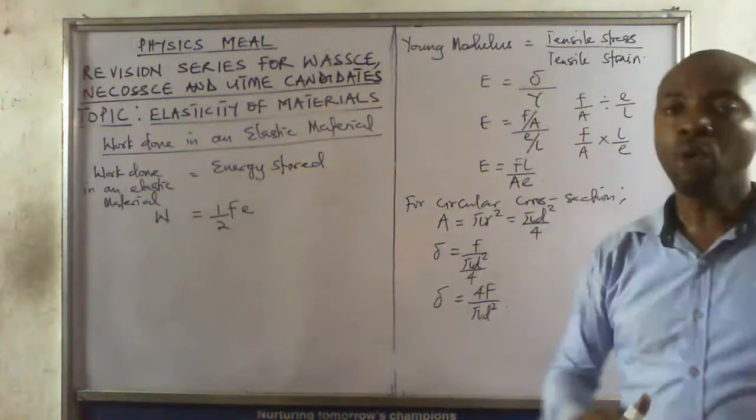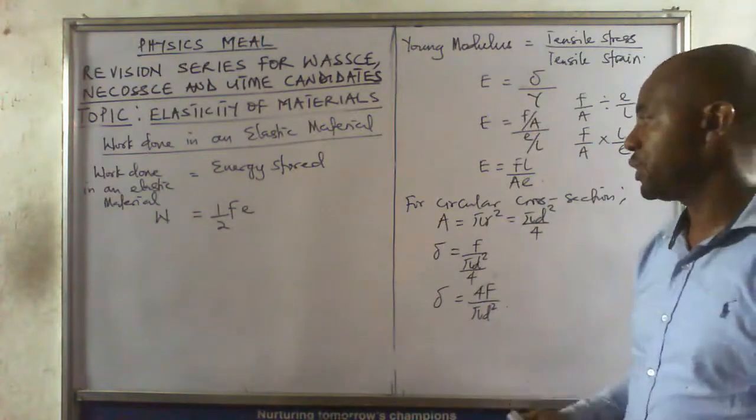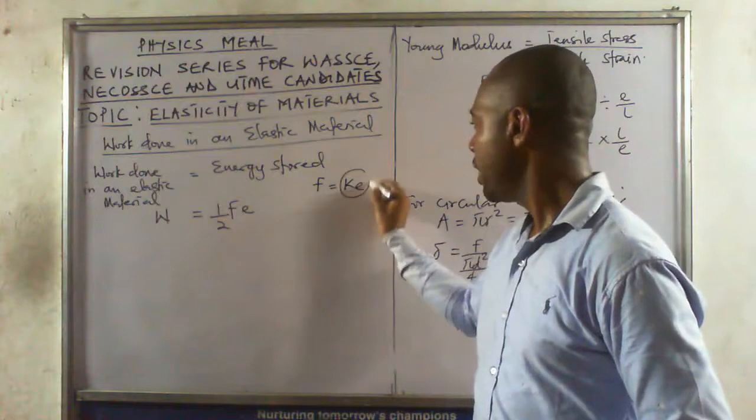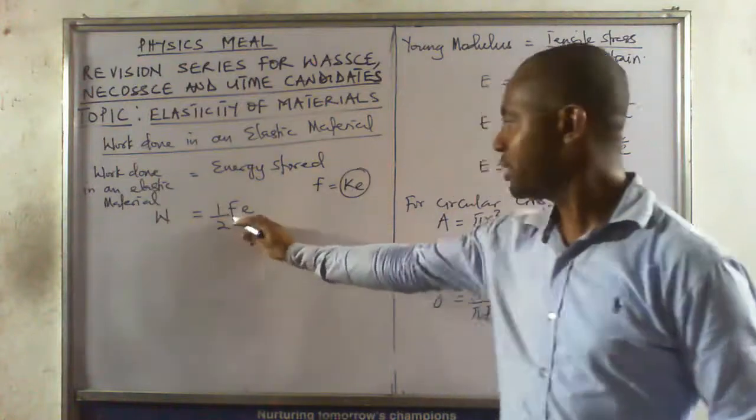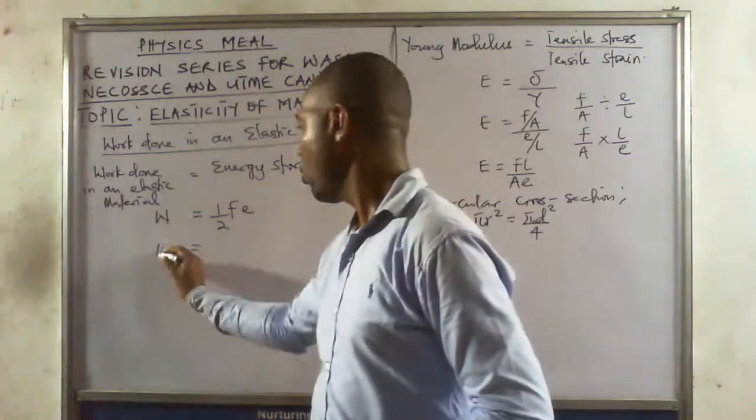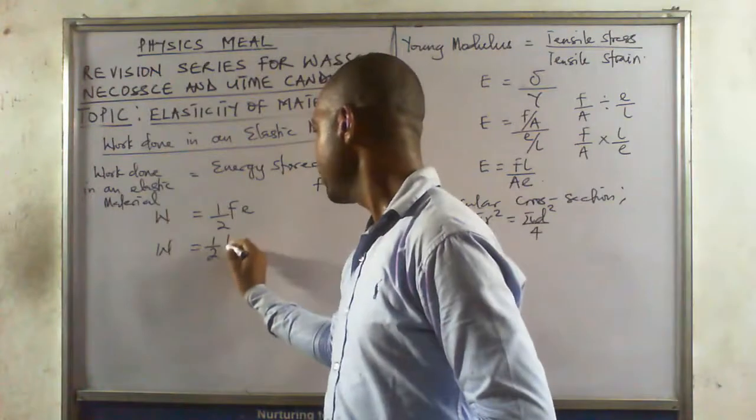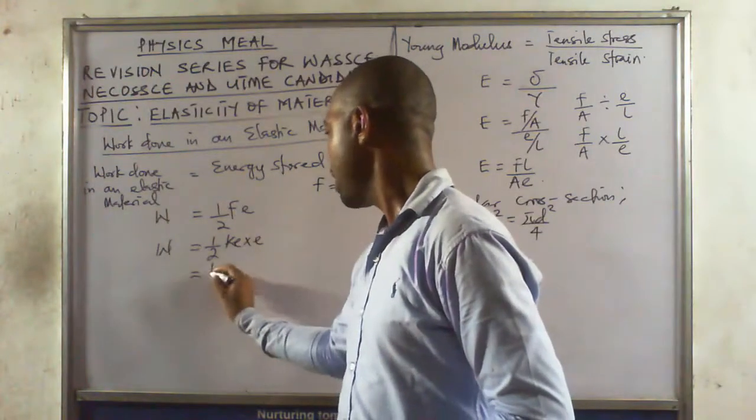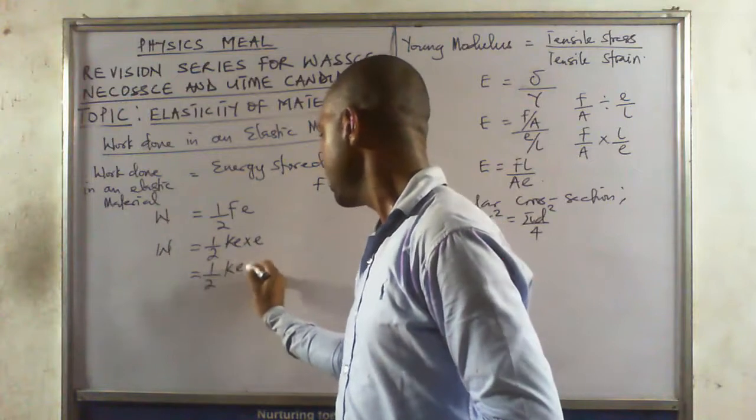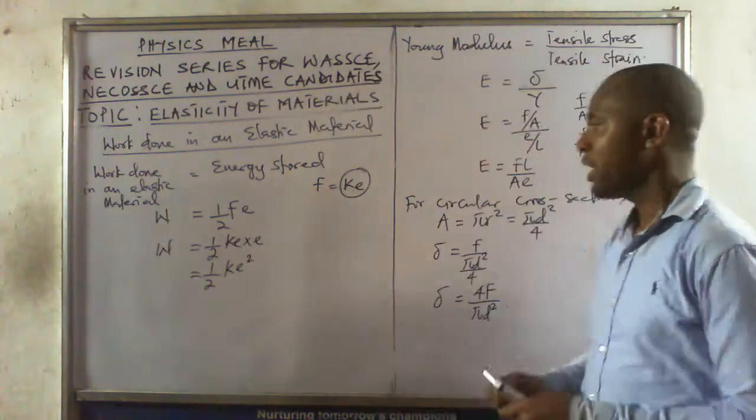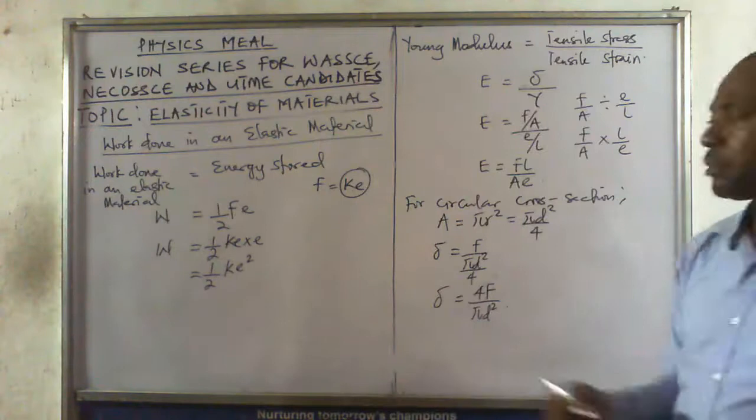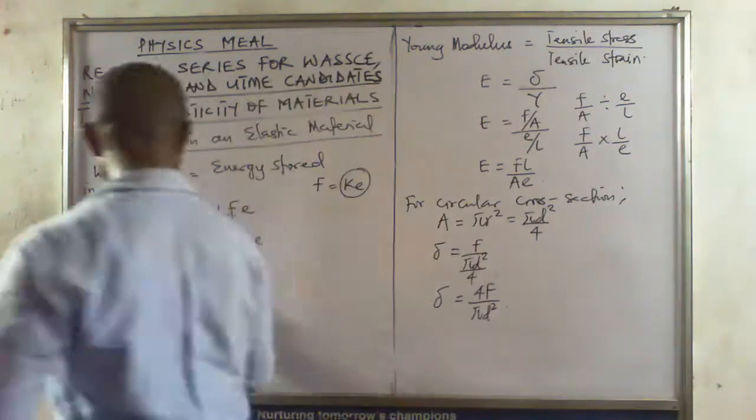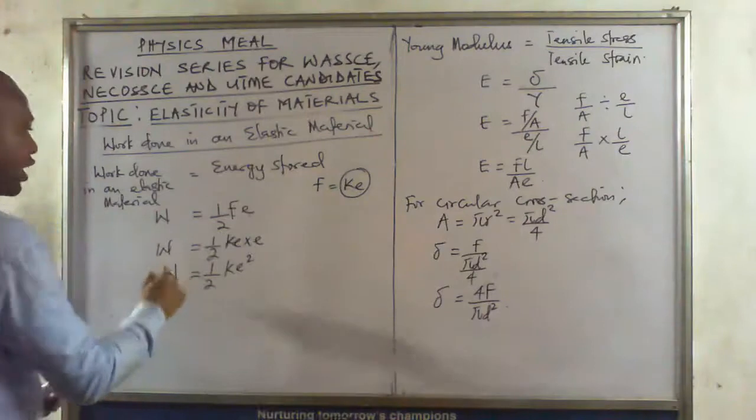That's the work done. But we can actually do a lot of transposition when we remember that F itself is KE. So if I use KE to replace F here, I will still say that work done will be half KE, which is F times E. And that will give me half KE squared. That's another expression for work done. So if I'm given the force and the extension, I will use the first expression to do the calculation.